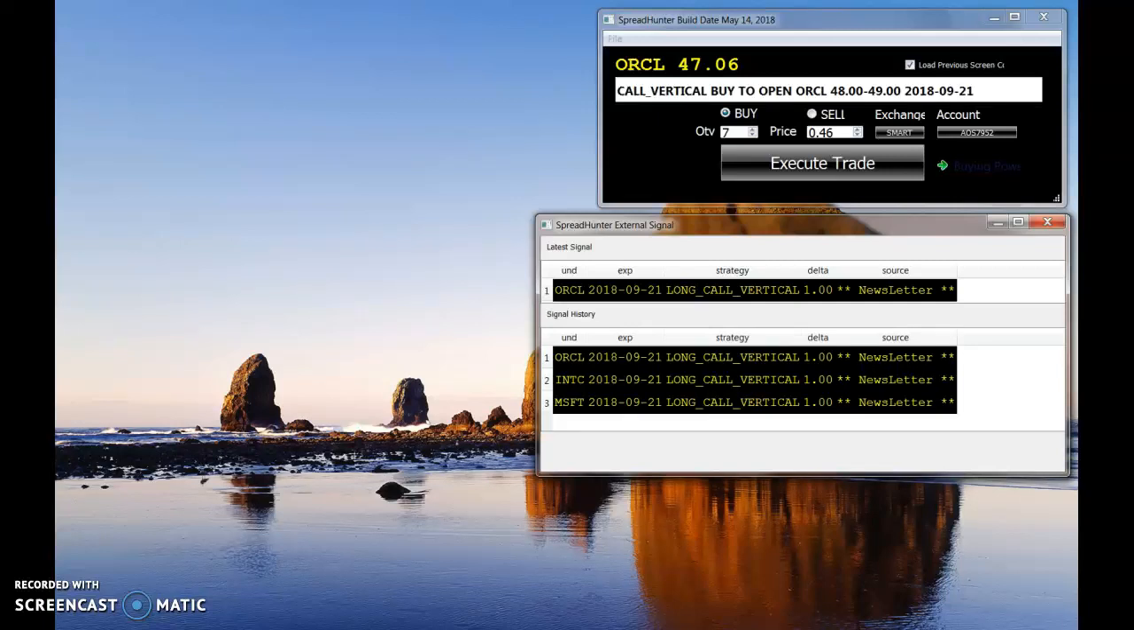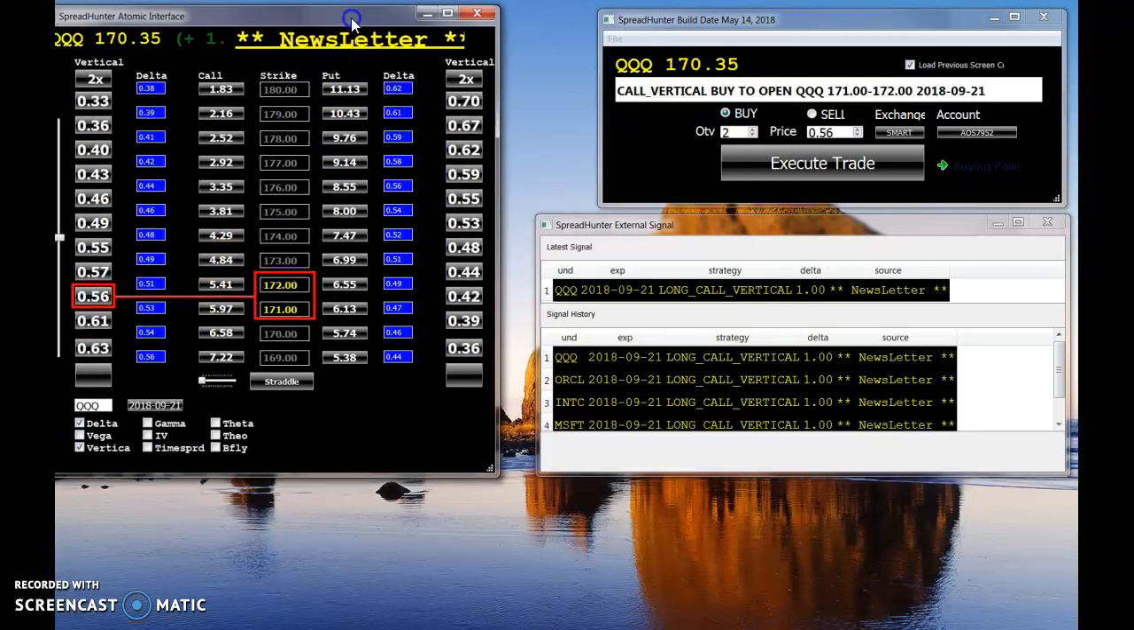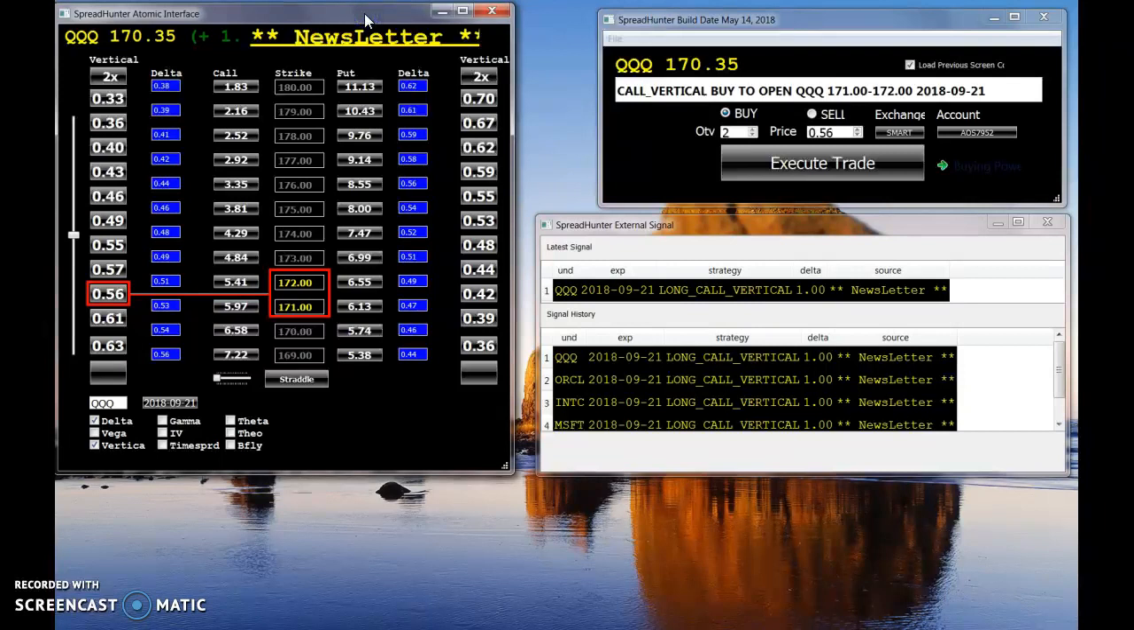So what we're going to demonstrate now is delivery from the delivery mechanism from your newsletter directly to your customers. And it will look like this. In this example, we have a QQQ trade that is popped in here where it says newsletter will be your name. You'll notice that the spread itself is highlighted, and it's also set up in the execution box here for your customer to possibly change the quantity and possibly change the price or not, depending on what they want.